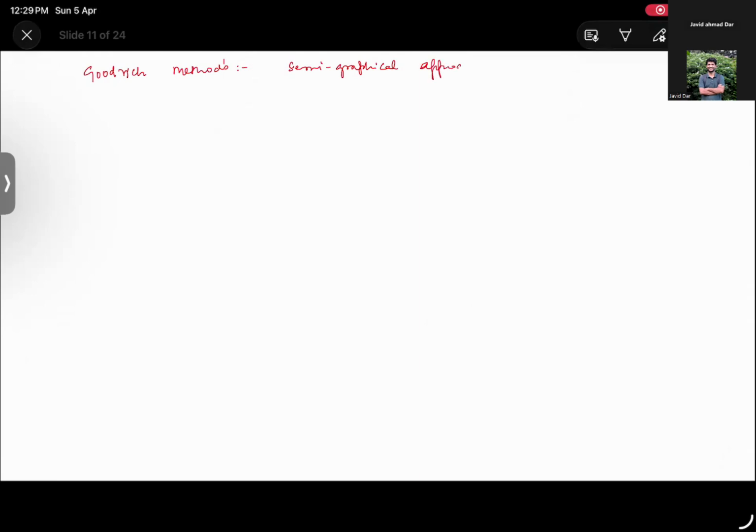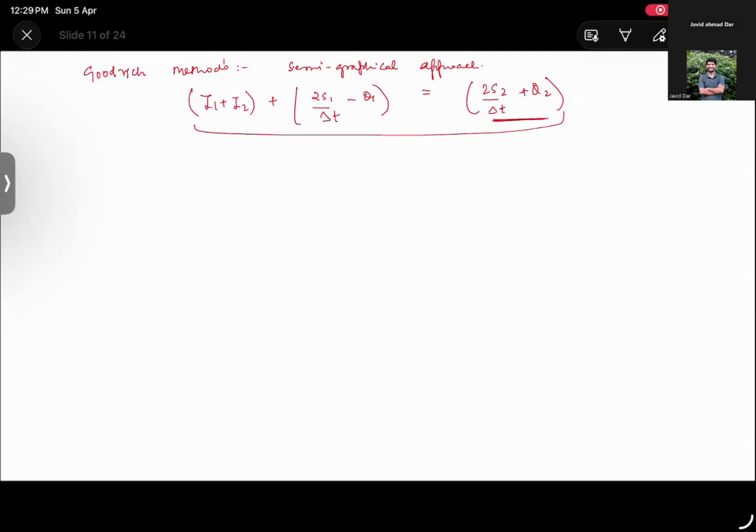If not, then I will just give a quick recap of the second method, which is similar to the first method only, which is the Goodrich method. So this is a bit of a semi-graphical approach. So you have again I1 plus I2, and you rearrange terms in a different way, so that the equation becomes like this. So this is going to be your equation. Sorry, this is plus here. And what we need to find is the value of this.